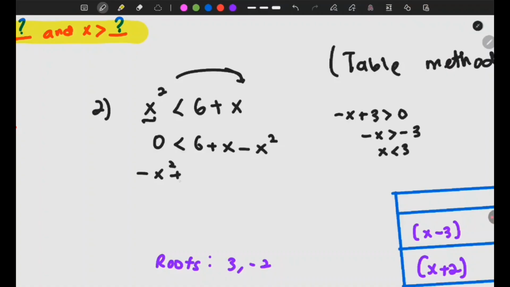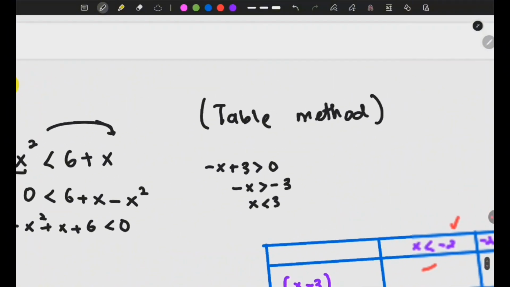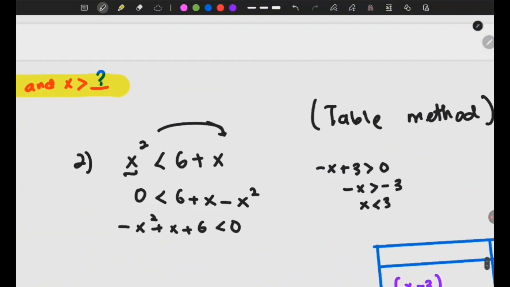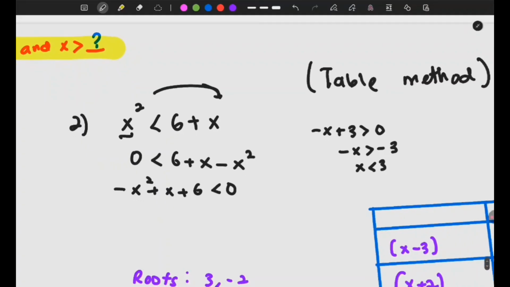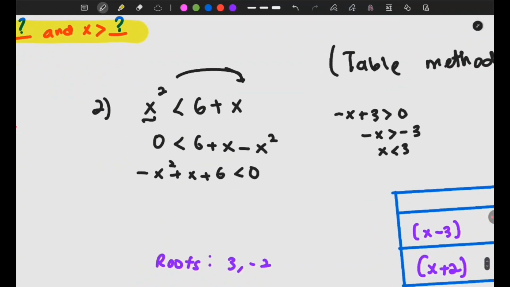One more thing, here your x squared is negative. Looks very ugly. It's a bit complicated to factorize if your x squared is negative. So what you do, you remove the negative. How? You times negative 1. When you times negative 1, you actually reverse the sign. Negative times negative, positive. Positive times negative, negative x. Positive times negative, negative 6. And here will be more than 0. You reverse the sign.